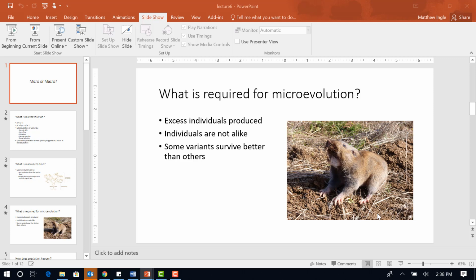But in order for natural selection or sexual selection to work, you have to produce excess individuals. You have to produce more individuals than can survive to reproduce. You also have to have variation, and this is an important one. One of our mechanisms of microevolution is mutations, but we have to have some variation in order for the allele frequencies to change. You can't have just one allele of a particular gene. You have to have two or more, and because of that, you're going to have some variation. Not all of your individuals are going to match.